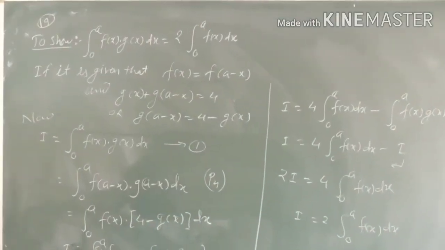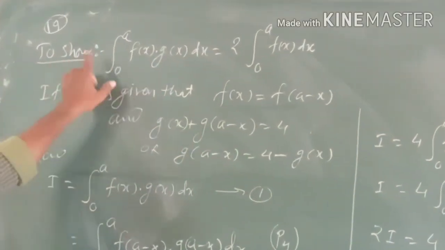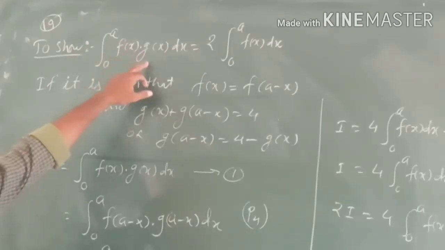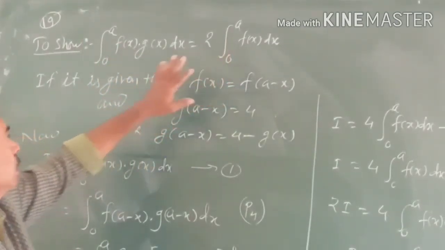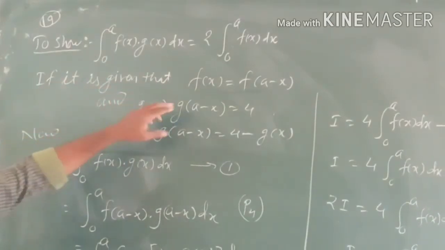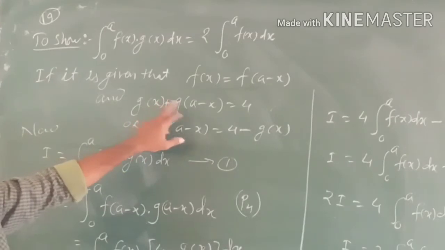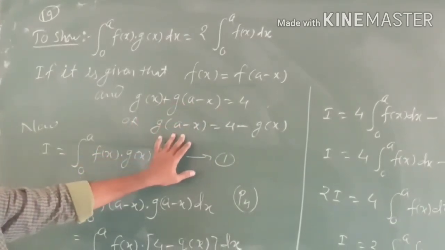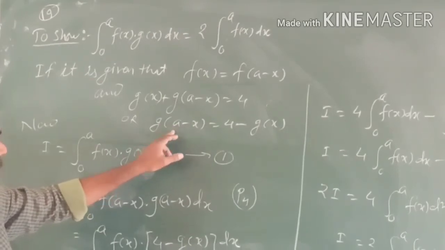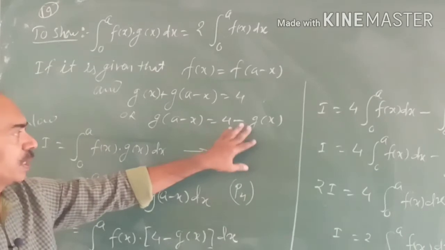Next question number 19. In this question number 19, we have to show that integral 0 to a of f(x) g(x) dx equals 2 times integral 0 to a of f(x) dx. It is given that f of x is equal to f of a minus x, and g(x) plus g of a minus x is 4. So if you want to find the value of g of a minus x, then just transfer g(x) to the right side, so it will be 4 minus g(x).